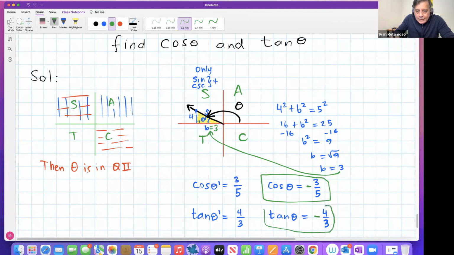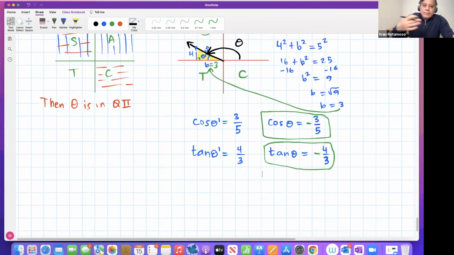Very good. You can see, guys, the reference angle helps to compute the value of the trigonometric function, and with All Students Take Calculus, we complete our task of finding the trigonometric function of any angle. Very good. I have a question. Yeah, the triangle.